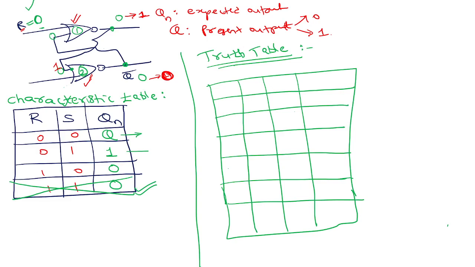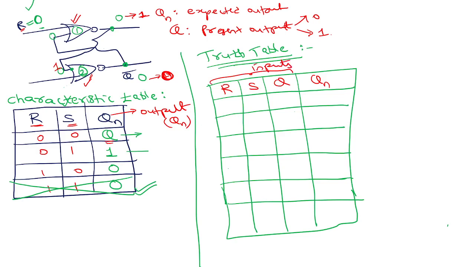Okay, you can think like this. Yeah, we'll come to the excitation table also. Understand this: in the characteristic table, this is the output. According to us, Qn is the output, the expected state. What are the inputs? R, S, and also Q. These are the inputs.